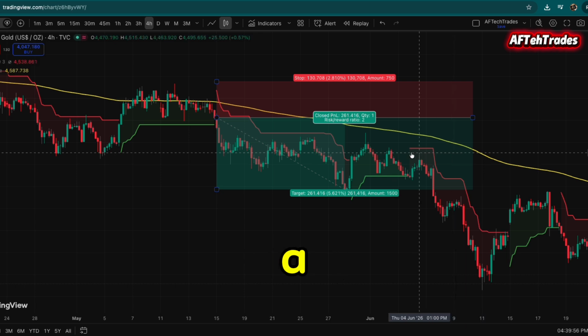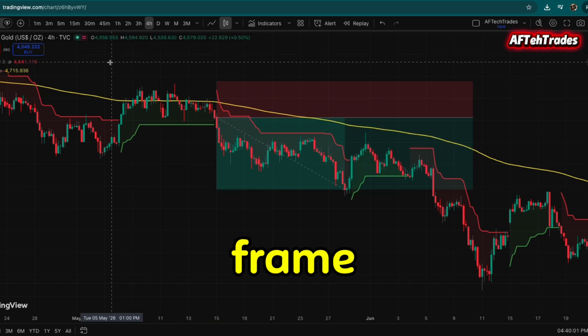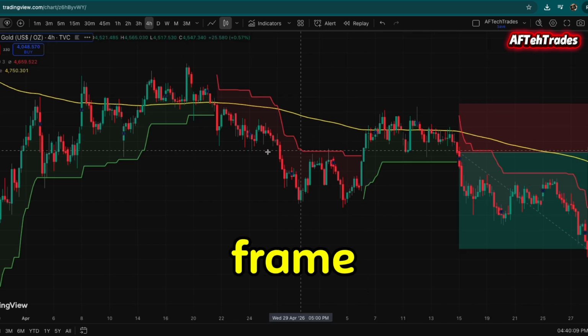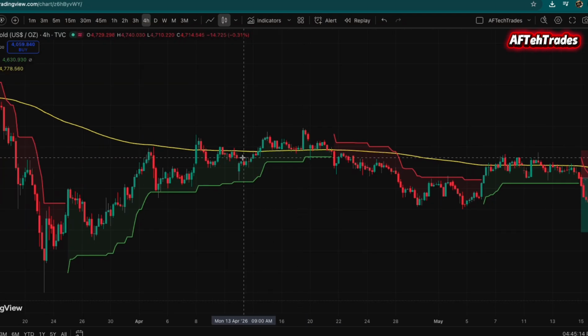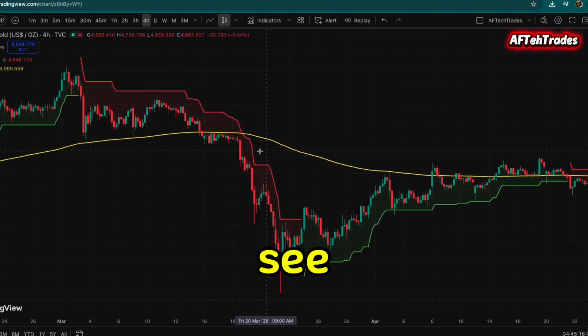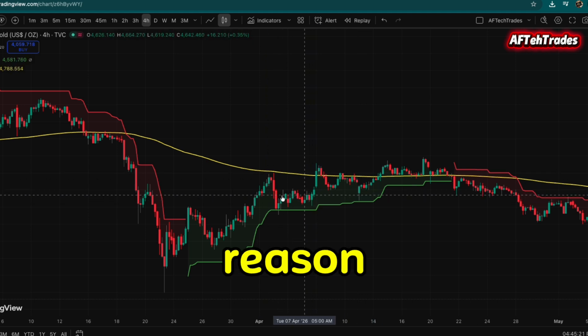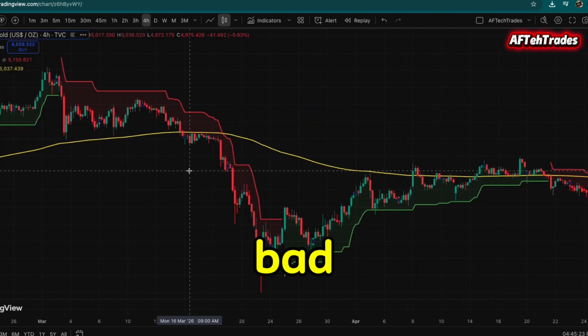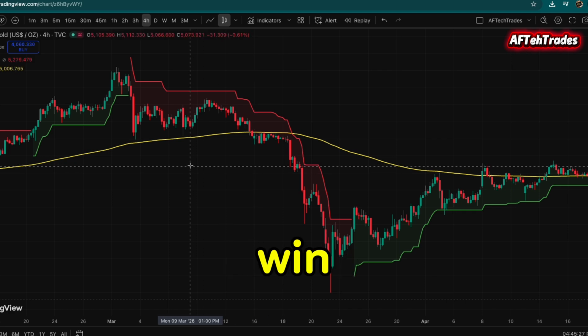Okay, now in a buy situation, currently you can see that we are in the 4-hour time frame. You can also trade this on a lower time frame as long as you follow the rule. So as you can see, I am skipping some of these trades, and I'll tell you the reason why I'm skipping them. They are bad trades. Follow the rule and the rule has higher win rates.